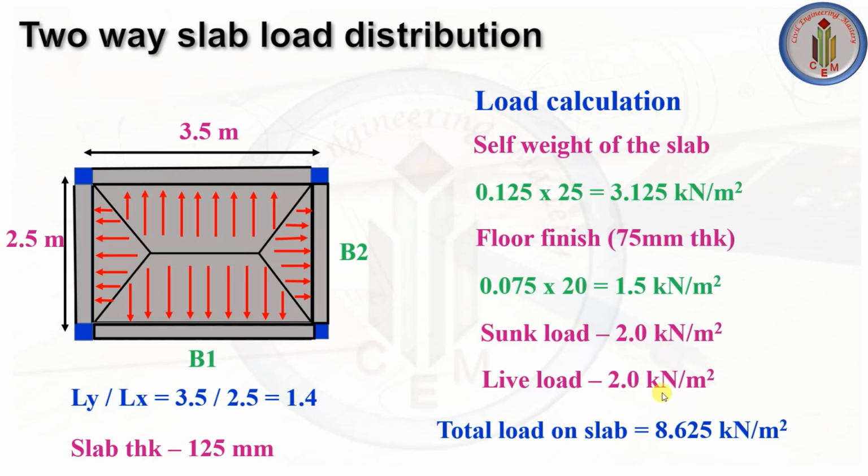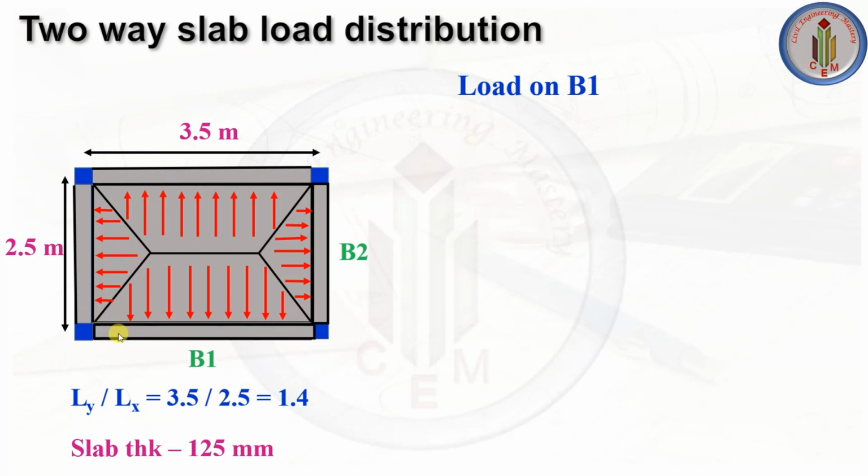So if we add this all together, we get 8.625 kilonewton per meter square as the total load coming on the slab. Now let's calculate the load which is coming on B1, because our goal is to find out the load which is coming on the column. Let's consider this column as C1. So we are going to find out the load on this column. For that we need to transfer the slab load to the beam and then the beam load to this column.